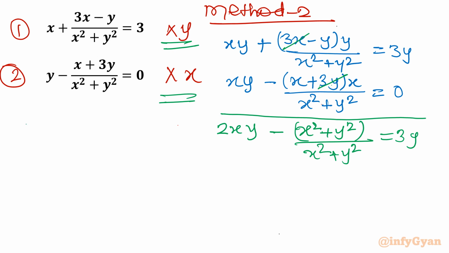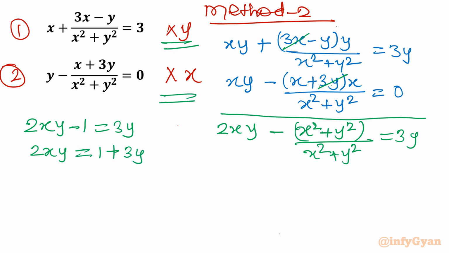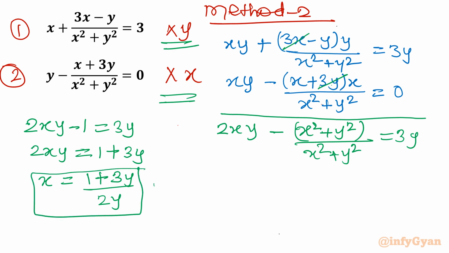So this value is 1. So ultimately what we are having? 2xy minus 1 equal to 3y. Add 1 to both sides. So 2xy is equal to 1 plus 3y. Now you can find out x value. So divide both sides with 2y considering y non-zero. So x will be equal to 1 plus 3y divided by 2y, where y is non-zero value.